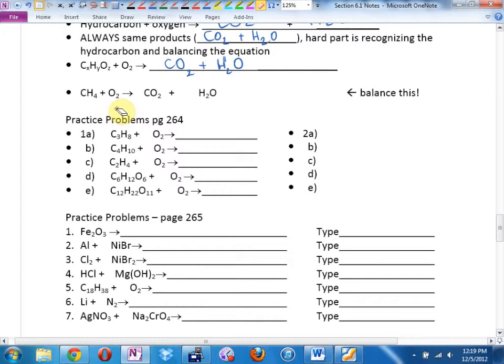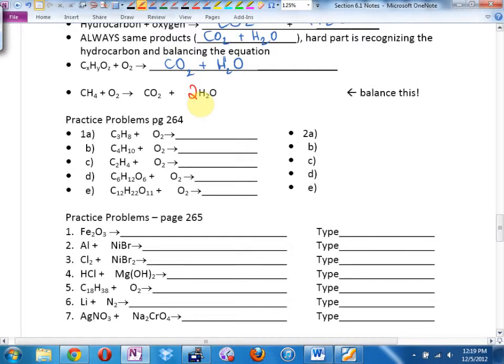You ready? Sarah, you good? Here we go. How many carbons on the left-hand side? Careful. Is that 4 on the C or on the H? 1. Nice. How many carbons on the right-hand side? 1. Oh, we're done. No, we got to check the rest. How many H's on the left-hand side? 4. How many on the right? 2. How can I fix that? Put a 2 in front.